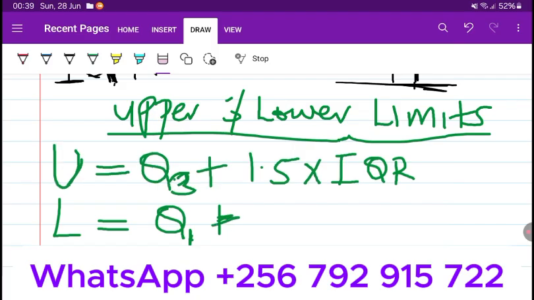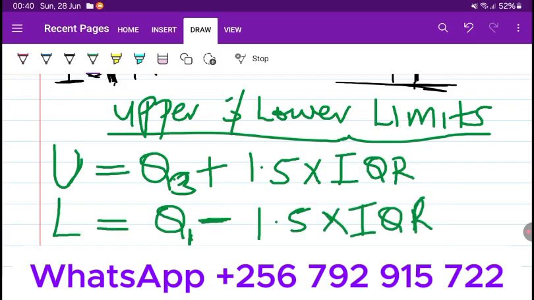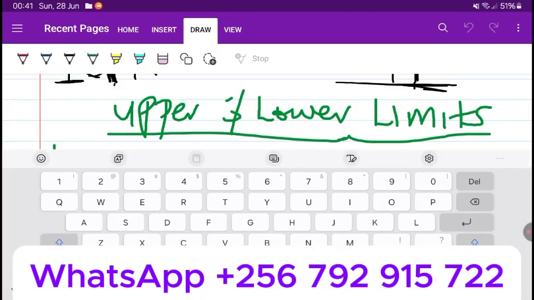So this one is going to be minus, it is 2.1 minus 1.5 times the interquartile range. So these are the two conditions that we use to find whether we have the outliers or we don't have the outliers. And once we have seen that we either have the outliers or we don't, then we can determine which one is the minimum and which one is the maximum values.